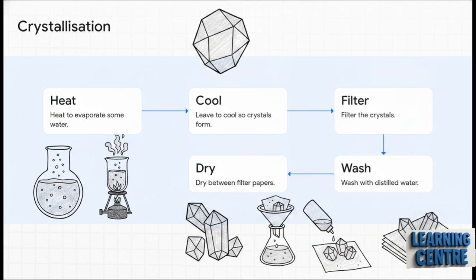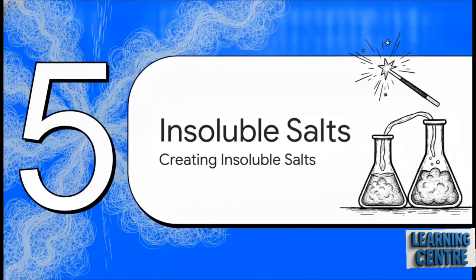We gently heat the solution just enough to evaporate some of the water, making it highly saturated. Then we take it off the heat and just patiently leave it to cool. As it cools, the water can't hold as much dissolved salt, so the salt is literally forced to come together into beautiful crystals. We filter those out, give them a quick wash with distilled water, and carefully dry them between sheets of filter paper.